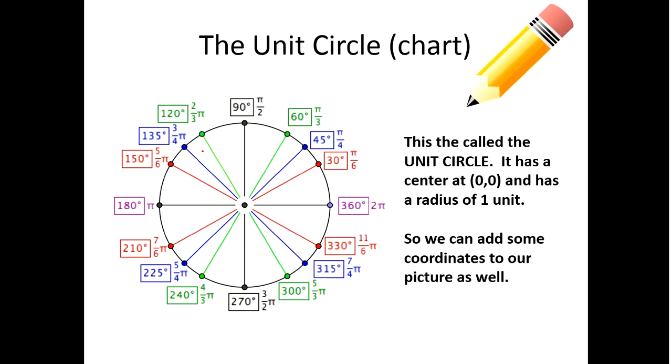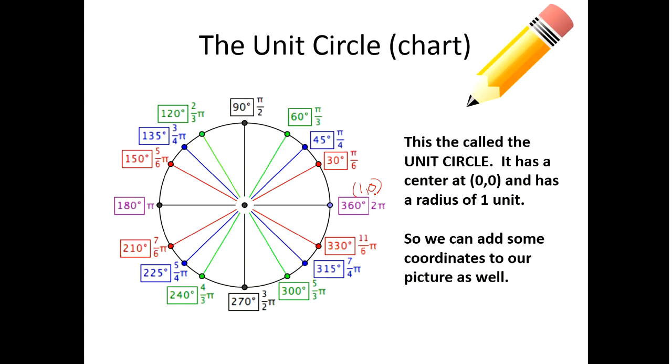Now, a unit circle has a center of 0, 0, and its radius is 1 unit. So what that means is from each side here, this is 1 unit. So we can add some coordinates to our picture. This would be the radius, or the point 1, 0 on our chart, right? Because if this is at 0, 0, I'll move over and I'll get 1, 0.